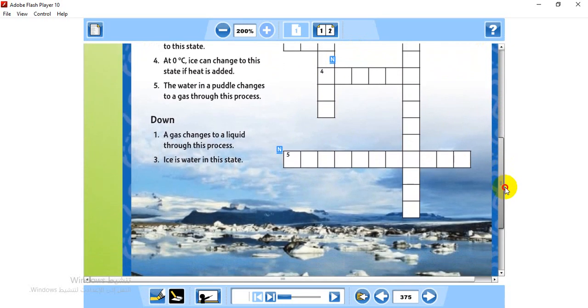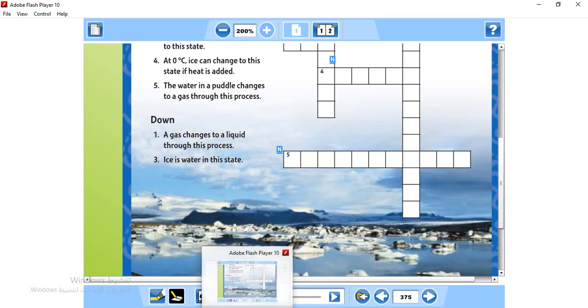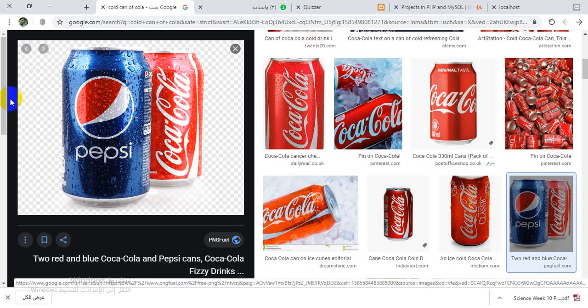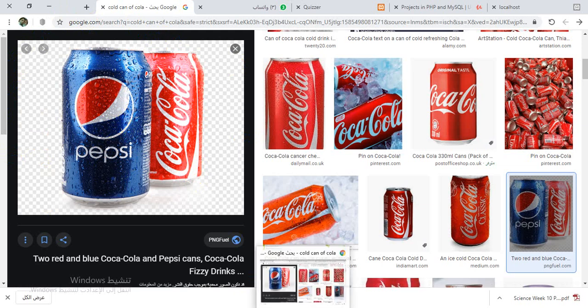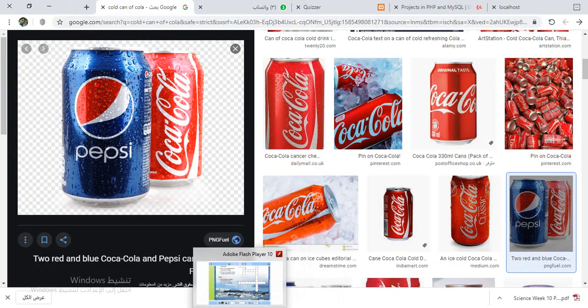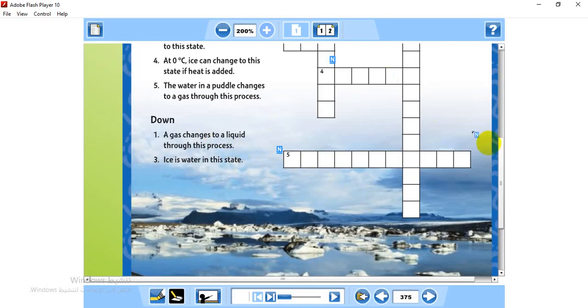Number one. Now they're asking you about number one, a gas. A gas changed to liquid through this process. The gas around the can changed to liquid on the can itself, like droplets of water. So this is an example of what, guys? Condensation. So we have to write condensation in number one.